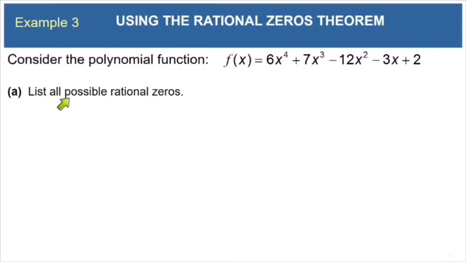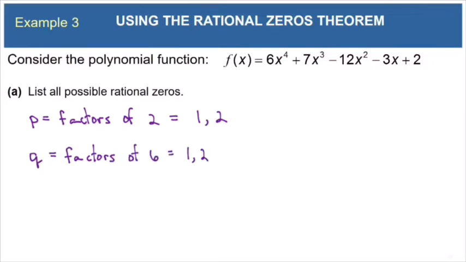So to get a list of possible rational zeros, what we do is we make a p list and a q list, and then the p over q combinations are the possible rational zeros. So now the p numbers, remember, are the factors of the constant. So since the constant is 2, the p numbers are going to be the factors of 2, and that's just 1 and 2. And the q numbers are the factors of the leading coefficient. So the leading coefficient is 6, and the factors of 6 are 1, 2, 3, and 6.